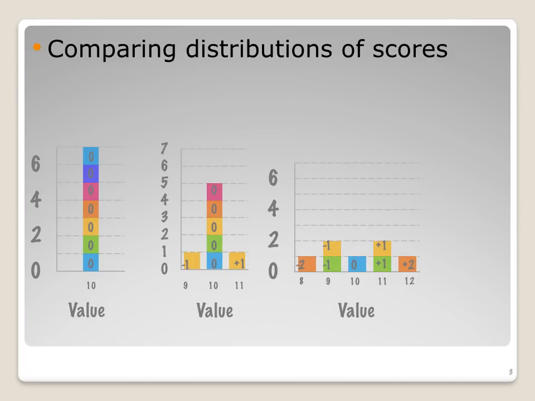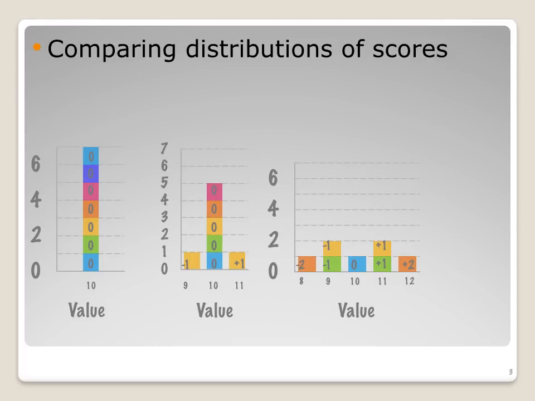To illustrate, all three of the distributions in this slide have the same mean, a mean of 10. But you can see that there is a vast difference between the individual scores in the three different distributions. The first distribution on the left has no difference between the individual scores. All of the scores are the same value of 10. The middle distribution introduces a little bit more variability.